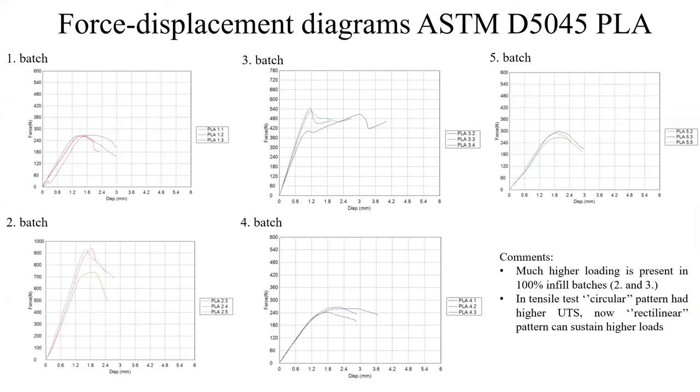Now concerning force displacement diagrams, as the highest forces in tensile tests were present in full infill density batches, so the force displacement diagrams for fracture toughness tests also had the highest force values in full infill density batches. But here they differ, so they switched places concerning the highest force. In tensile tests, the circular orientation batch had the highest forces. Here, the rectilinear held the greater forces, mostly due to the now different nature of the load. Here we have a flexural test, and the one before was a tensile test.